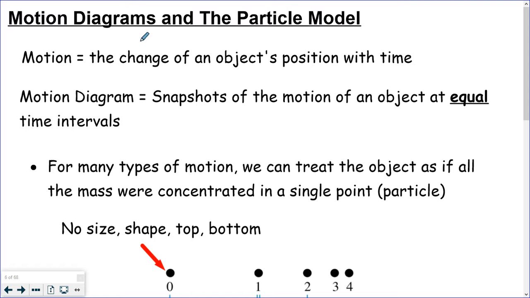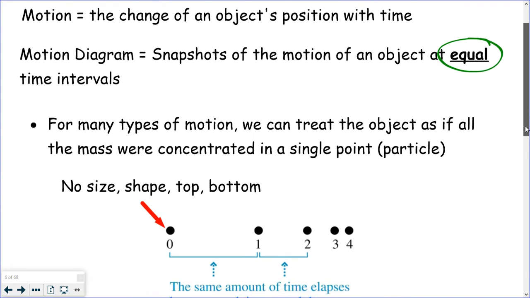Motion diagrams are a way to simplify the motion of large objects. We eventually will look at large objects and how the different parts of them move, but right now we're going to take a large object and turn it into a point mass. So motion is simply the change of an object's position with time. And a motion diagram are snapshots of that motion at equal time intervals. They have to be equal time intervals. So it could be 1 second, 2 seconds between each snapshot or something less.